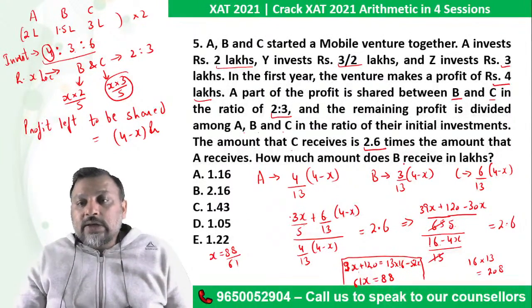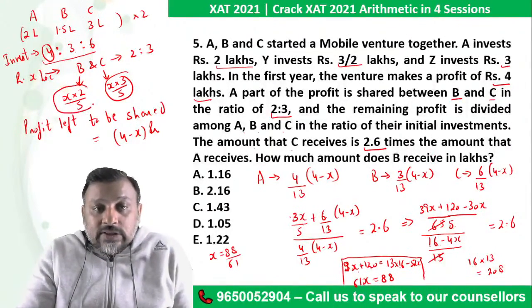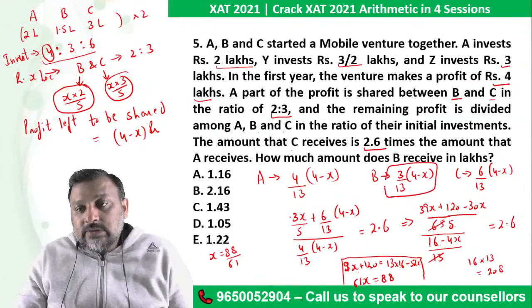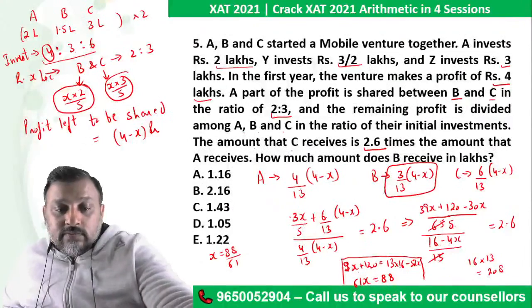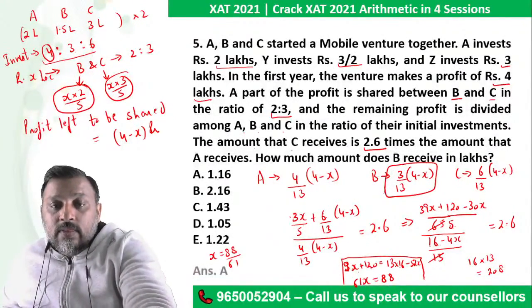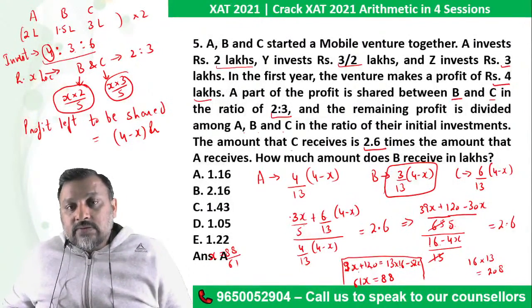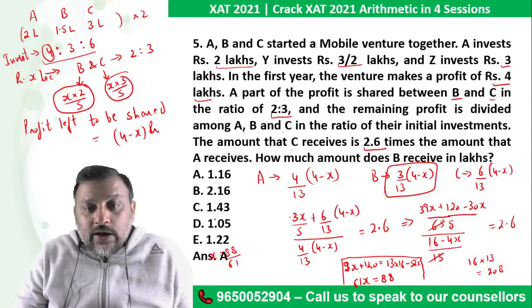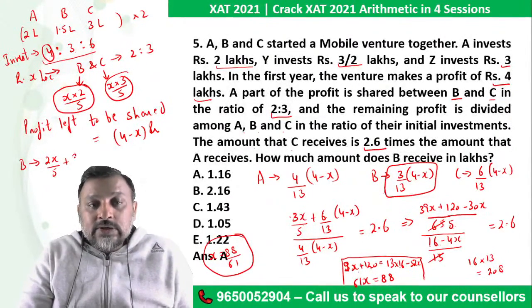You can substitute this. You have to find the profit received by B. So B we know has received this plus this. So it involves a bit of calculation. So answer is 1.16. I hope now this can be solved. Once we know the value of x, you just have to put this value for the profit of B. We know B has received 2x by 5 plus 3 by 13 times 4 minus x.